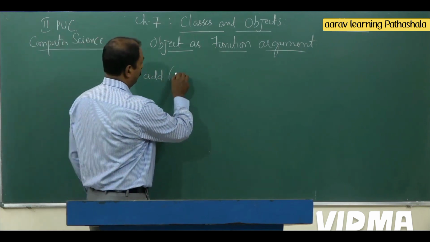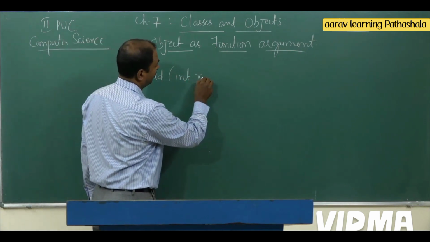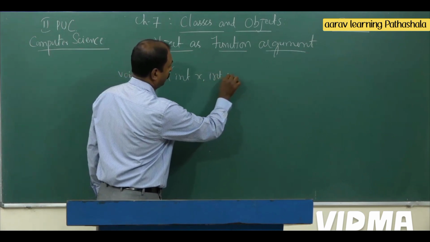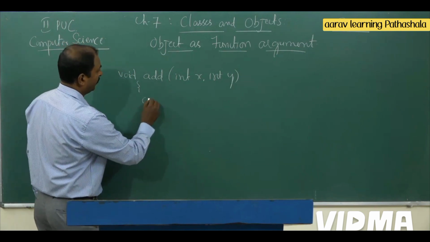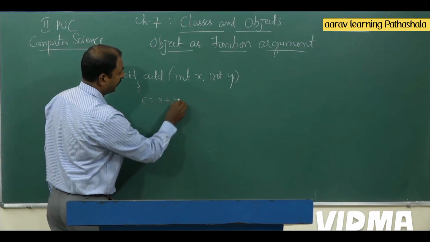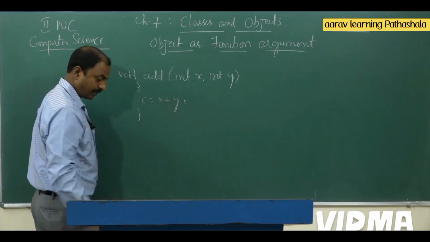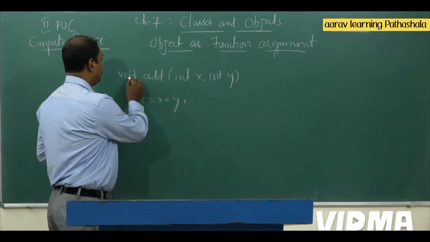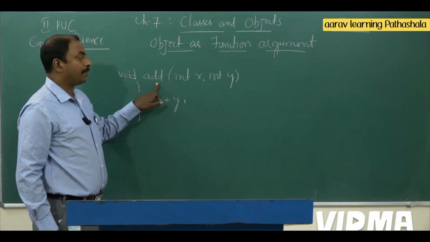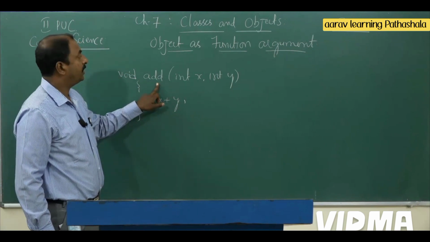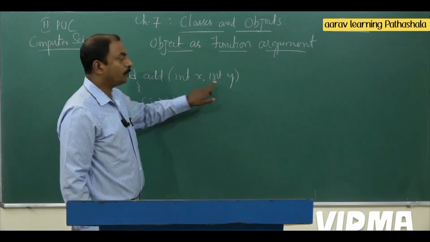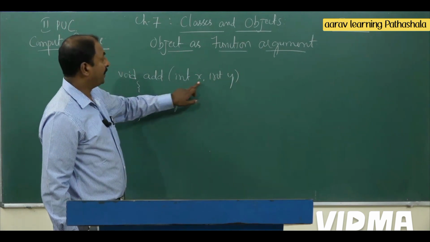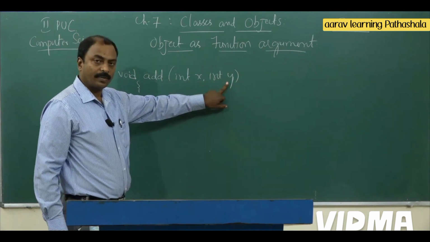This is one function with parameters. Inside this, we have one statement, c equal to x plus y. I am closing this. If you look at this, this is the name of a function. This function has parameters. There are two parameters of data type int, x and y.